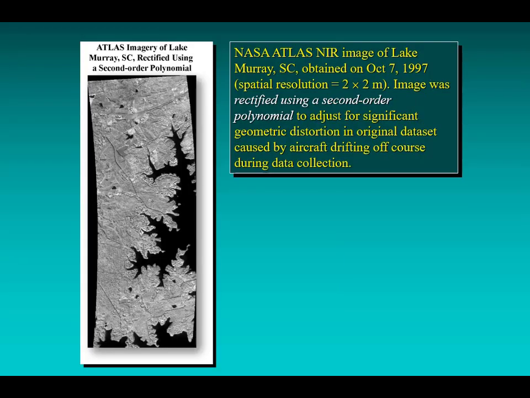So this is an example of an aircraft-based remotely sensed image that was geometrically rectified. This is a NASA Atlas near-infrared image with a 2-meter spatial resolution, and the image here was rectified utilizing a second-order polynomial in order to adjust for geometric distortions that were associated with the aircraft drifting off of course during the data collection, and the nature of the ground control points, the number, the accuracy, and the distribution of those GCPs supported the use in this case of a second order polynomial.